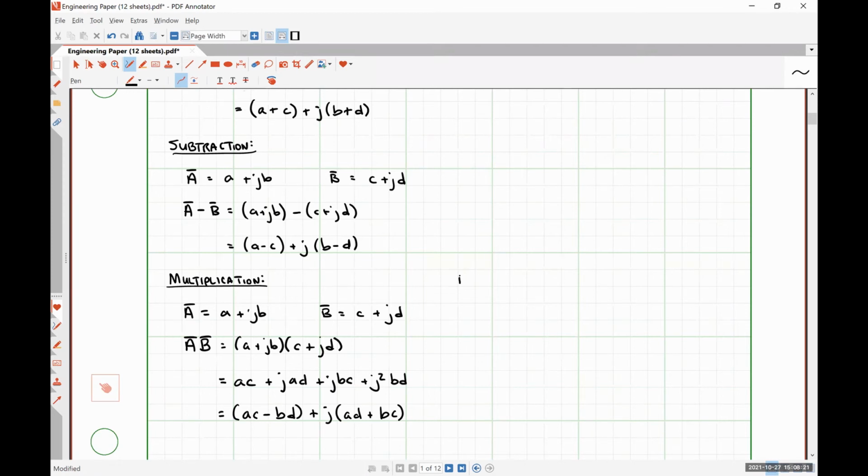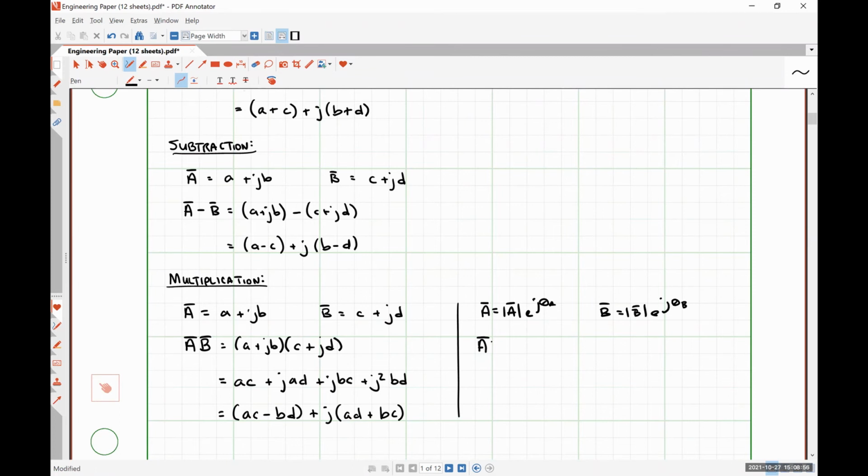So in exponential form, our complex number A would be the magnitude of A times e to the j theta A, and our complex number B would be the magnitude of B e to the j theta B.